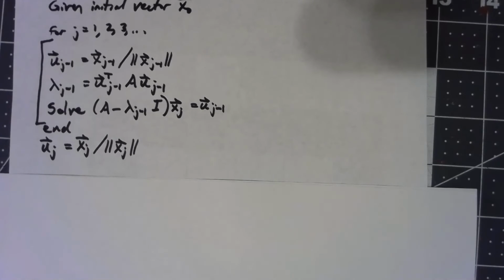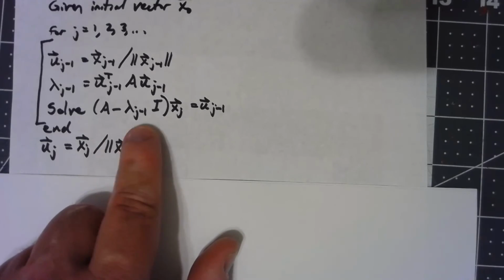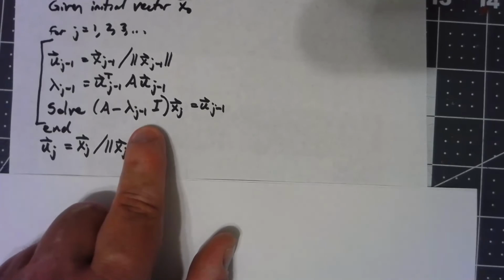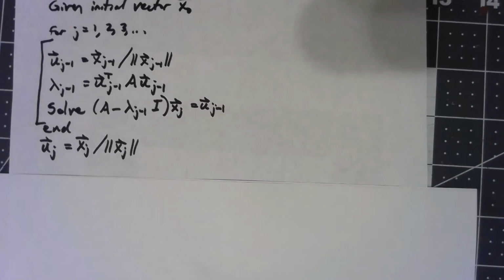Again, we're just taking the previous things and putting them together, updating my shift based on the best approximation we have at the time of the eigenvalue. By doing this, instead of getting linear convergence, we get quadratic convergence. This converges much, much faster than just the standard power iteration.